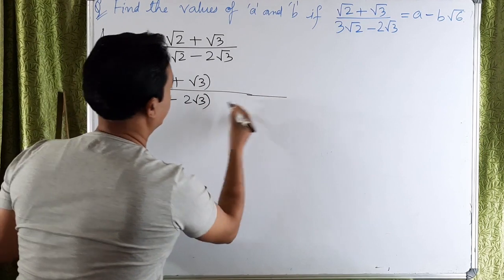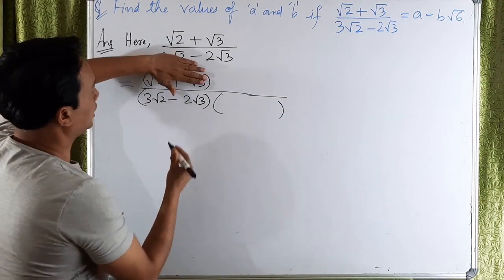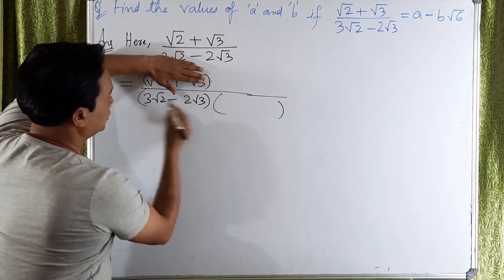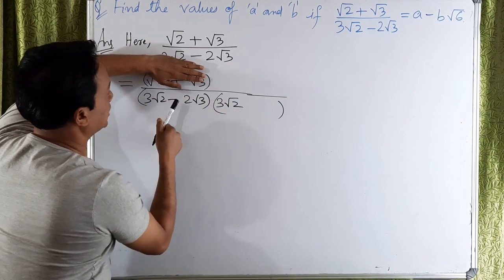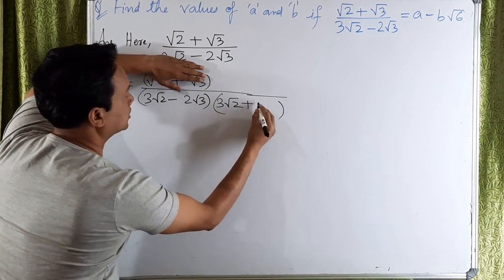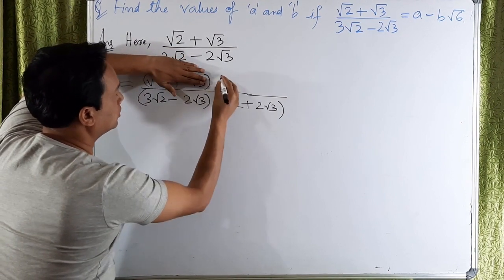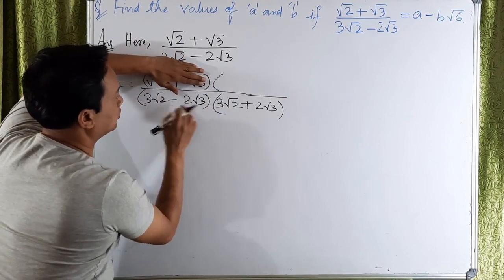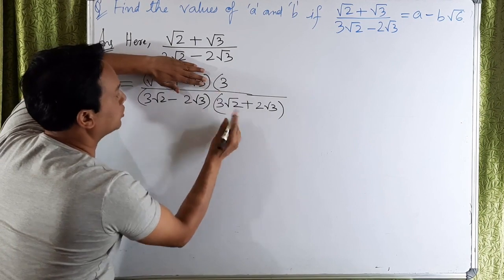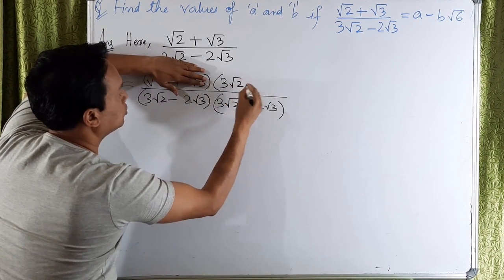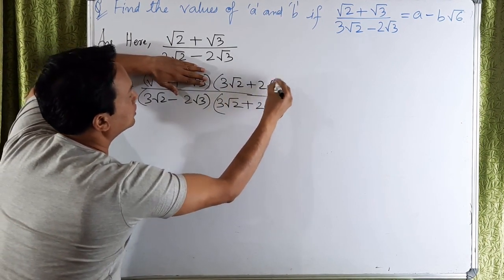Then start from the denominator. Remember, don't look here, look here. So this number, same numbers, but the sign is minus here, so plus 2 root 3. Whatever you have written, don't look here, just copy this first, with opposite signs, and then you write the same thing here, 3 root 2 plus 2 root 3.